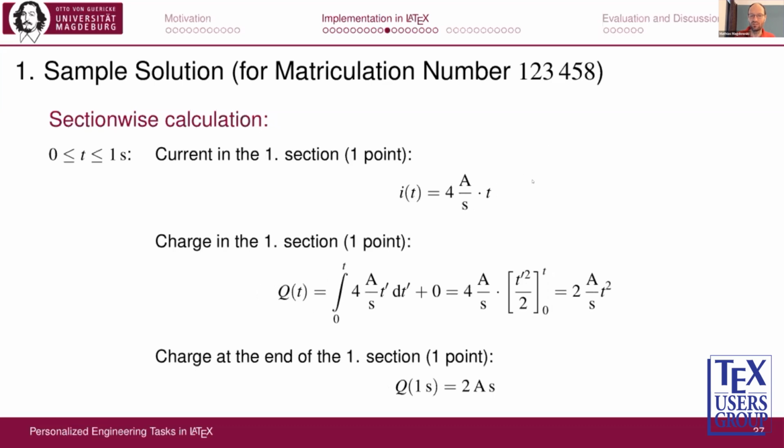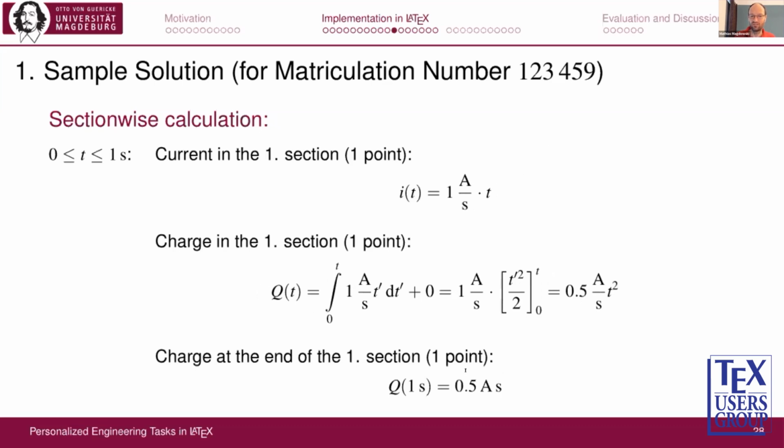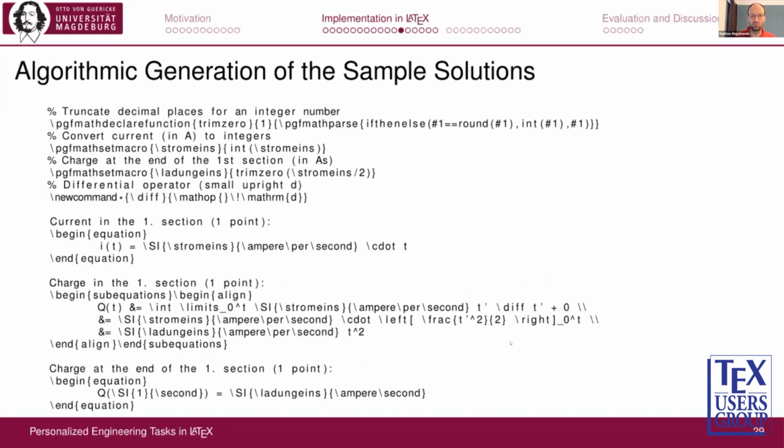So every matriculation number, just as you can see, generates different numbers in the very same formulas. And how do I do this? Just again calculate these numbers. Here I have something that trims the zeros at the end so that I really just get these integer numbers and then just put them as PGF math macros in SI commands from the siunitx package.